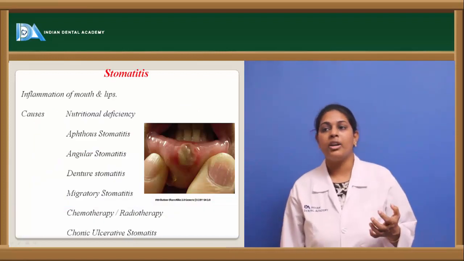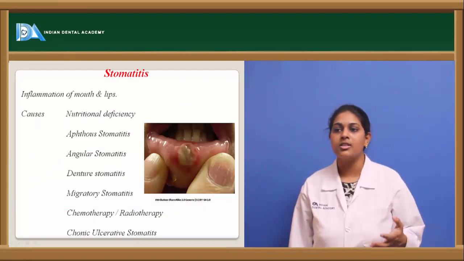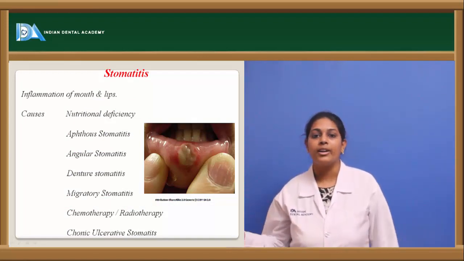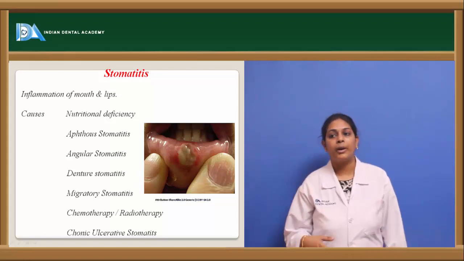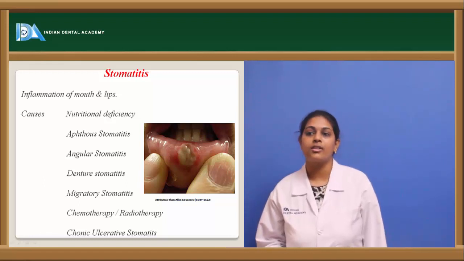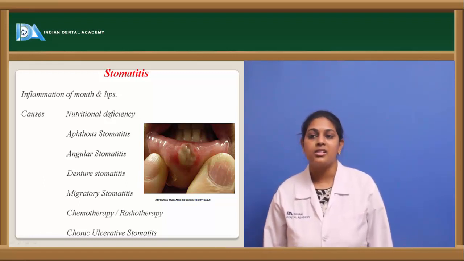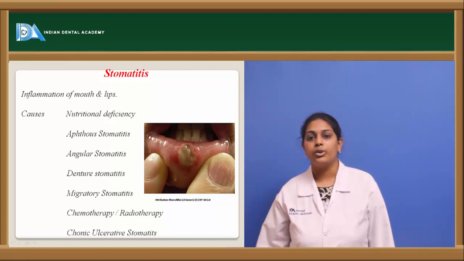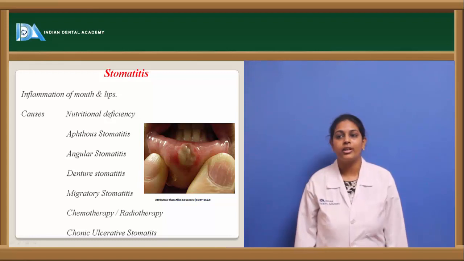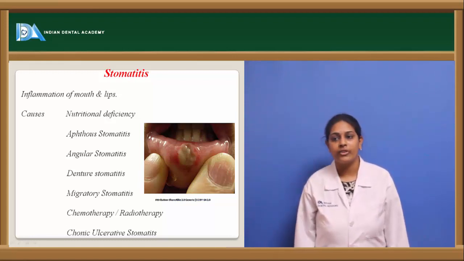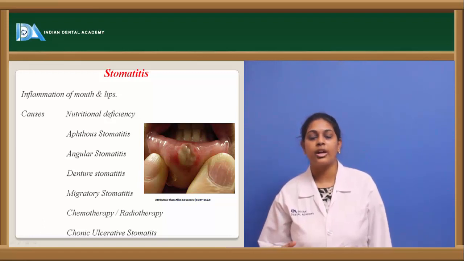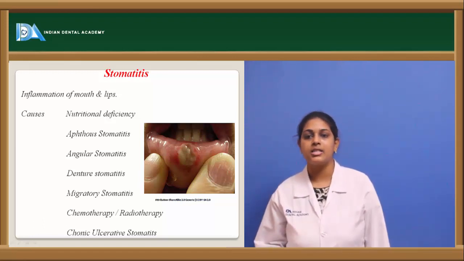Coming to the next common oral cavity lesion, it is stomatitis. Usually it is an inflammation of the mouth and the lips, so it is known as stomatitis. And the cause could be nutritional deficiency. Nutritional deficiencies can also result in stomatitis, or otherwise aphthous ulcers, or angular stomatitis when it involves the commissures of the lips, or otherwise, in cases of dentures being utilized by the patient, denture-induced stomatitis.